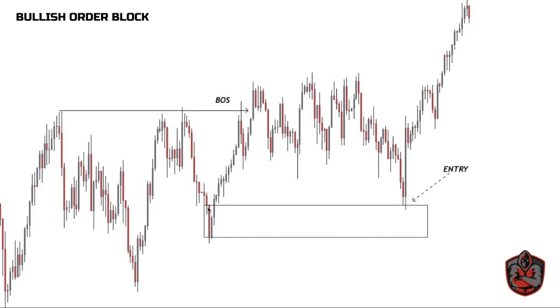So we mark out the open and the close, and then we wait for price to pull back. Now, once we got that retracement back to that order block, that is where we get in our entry. So we'll enter here with our stop loss at the close and catch the move over to the upside.